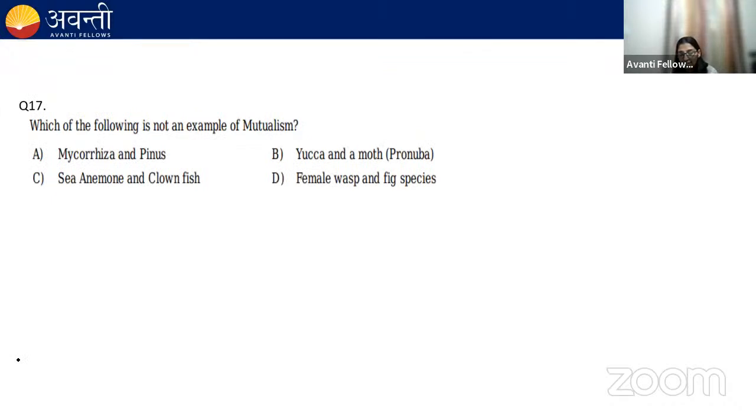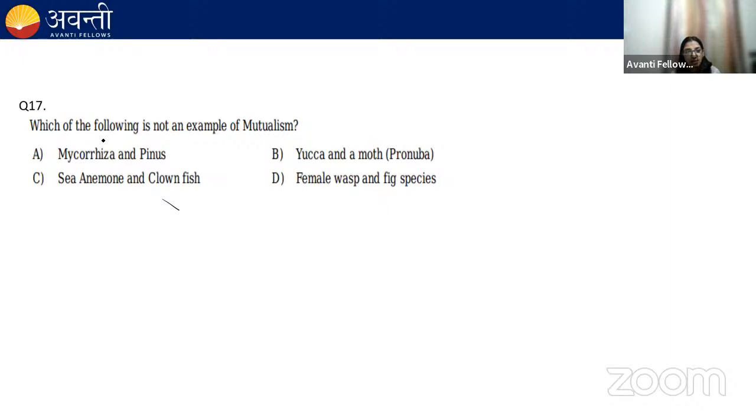Which of the following is not an example of mutualism? A says mycorrhiza and pinus. B is yucca and moth. C is sea anemone and clownfish. D is female wasps and fig species.